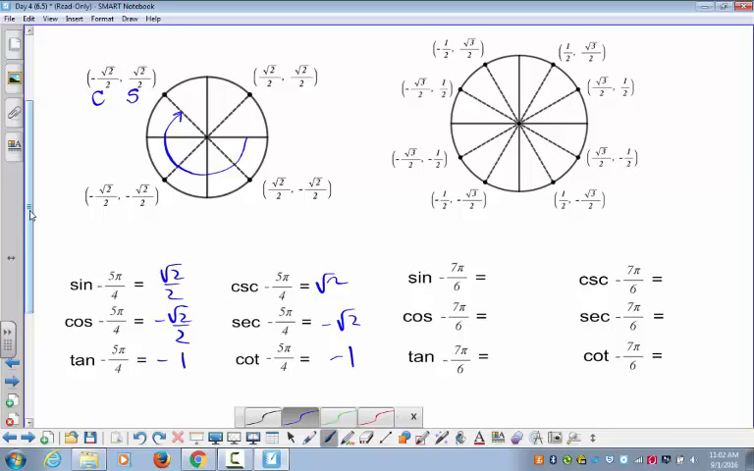Making sense? Know where we're at in the circle? Know where we're at in the circle? Yep. You know what the coordinates are? What's that say? Oh, that's the other one. Okay.